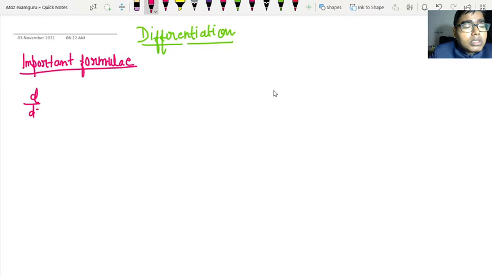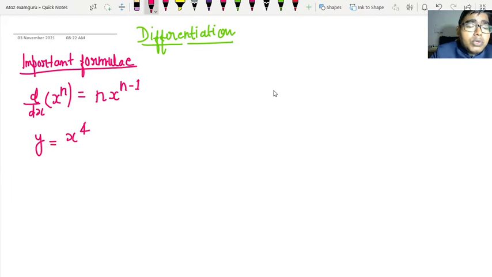d/dx of x to the power n equals n x to the power n minus 1. This is the first formula. It is a very important formula, and let us see a numerical question on it, so that it will be more clear to you. Suppose the function given to you is y equal to x to the power 4, and you have to differentiate it.